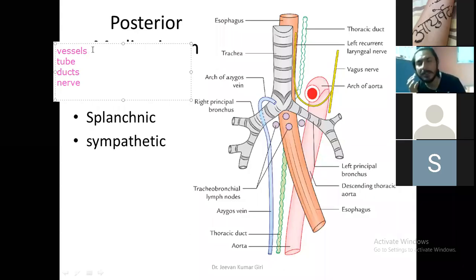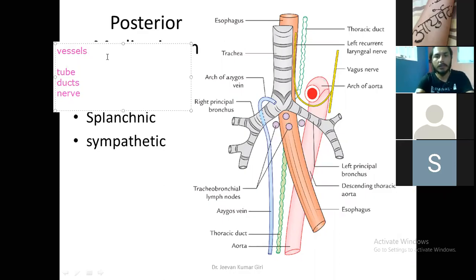Now see here, vessels. What are the vessels you will see in this region? Can you see this large vessel here? Yes, sir. Okay, make the audio on, one of you. See, this is one of the vessels. In vessels you will see both artery and vein here.